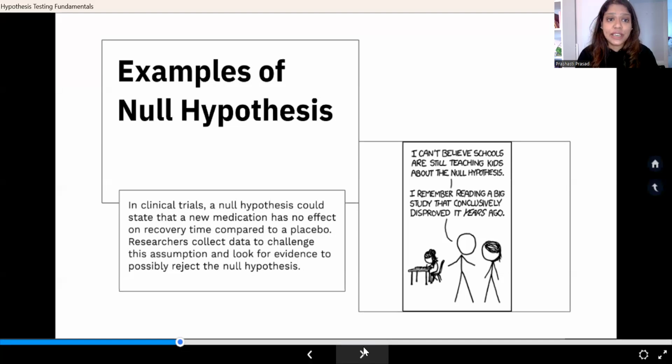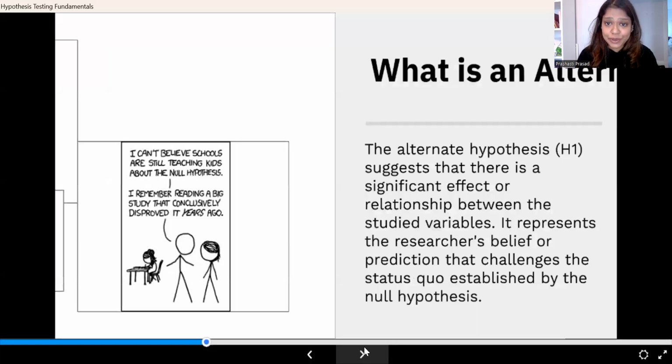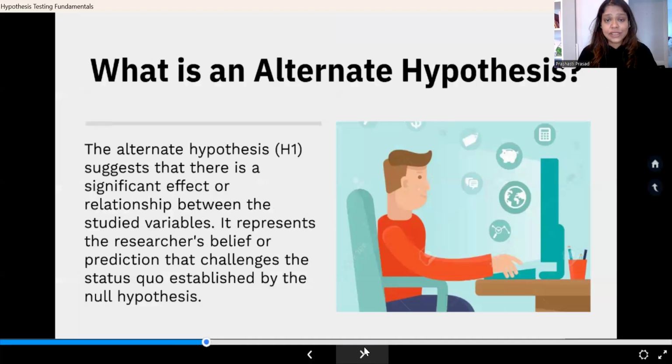So to be able to reject that, we need an alternate hypothesis. An alternate hypothesis is the contradictory statement or the counter argument of our null hypothesis that says that, of course, there is a relationship. There is a significant relationship between the studied variable and its effect on the outcome being studied. So this is the researcher's belief. And this prediction has to be supported by evidence. And when we get the evidence, we reject the null hypothesis and accept the alternative hypothesis. And that is the very essence of statistical significance testing.